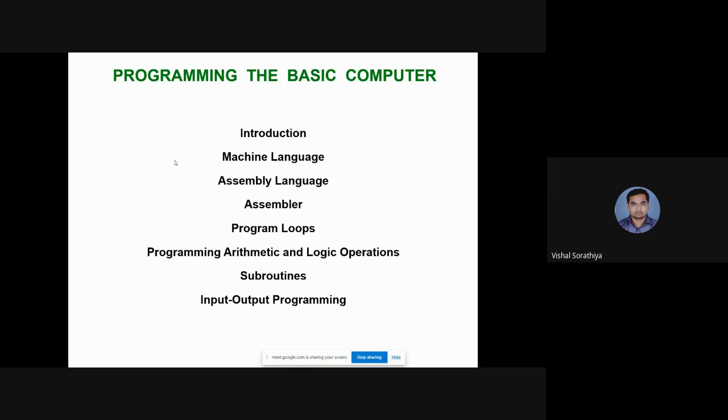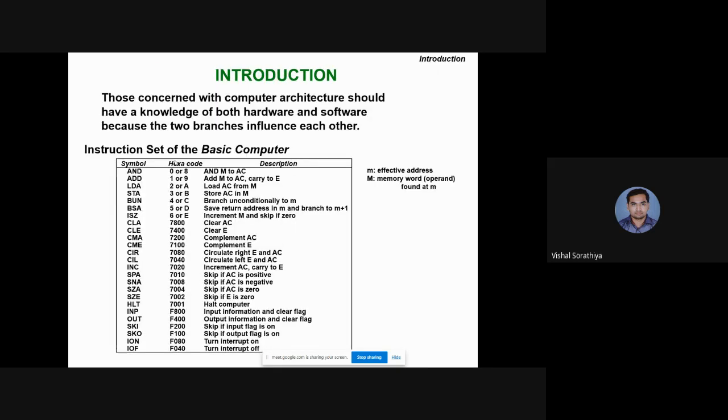Then there is machine language, and what the machine language is related to. The assembly language kind of task. What do you mean by assembler, program loops, programming arithmetic and logic operations, subroutines, input-output programming. So these are the topics related to programming that we need to discuss in this COA subject. So we will start with the introduction.